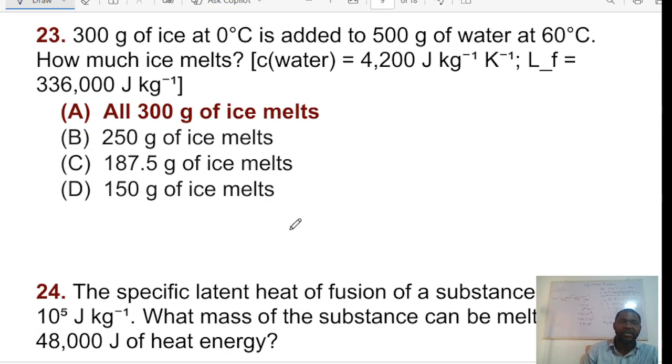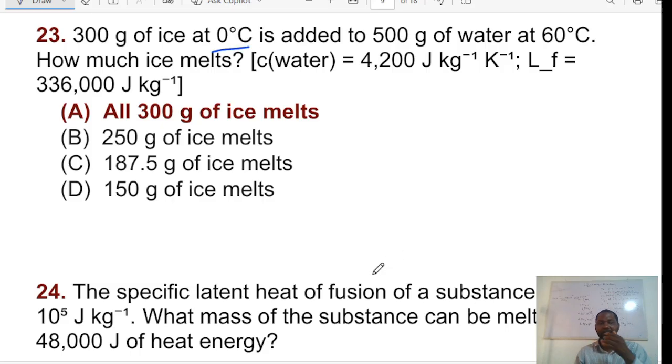Now the next question says 300 grams of ice at 0 degrees Celsius are added to 500 grams of water at 60 degrees Celsius. This is the method of mixture. How much of ice melts? Now remember, ice melts at 0 degrees Celsius.